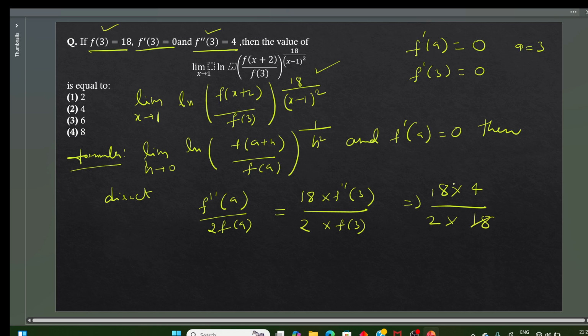So 18 into f double dash of 3, which is 4, by 2 into f of 3, which is 18. So 18 cancels, and 2 by 2 cancels as well. What is the answer here? 2 is the answer. This is the correct answer, without any detailed explanation. So we have to solve this directly using the formula.